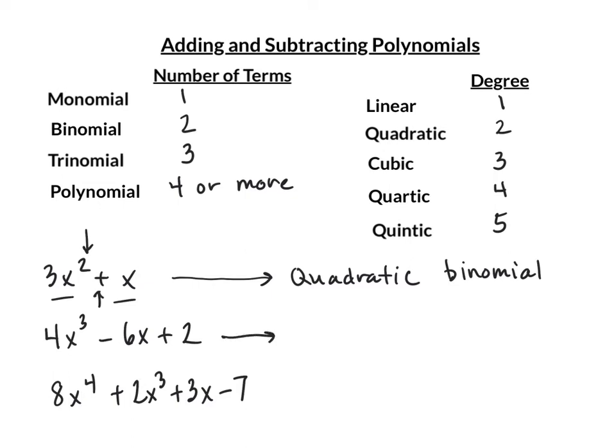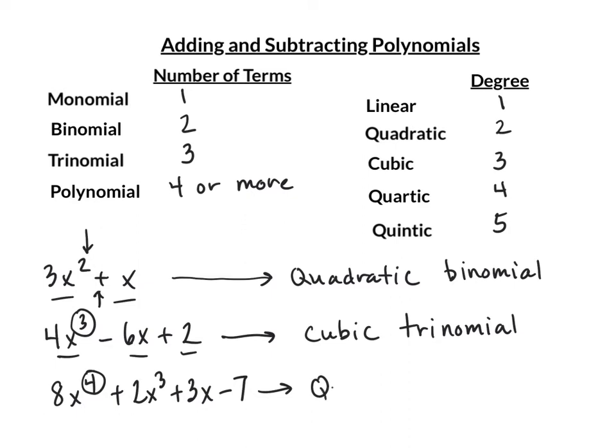The next one would be a cubic because the highest degree is 3. And it has 1, 2, 3 terms. That would be a cubic trinomial. And the last one, the highest degree is 4. It would be a quartic. And because it has 1, 2, 3, 4 terms, we just call it a quartic polynomial.